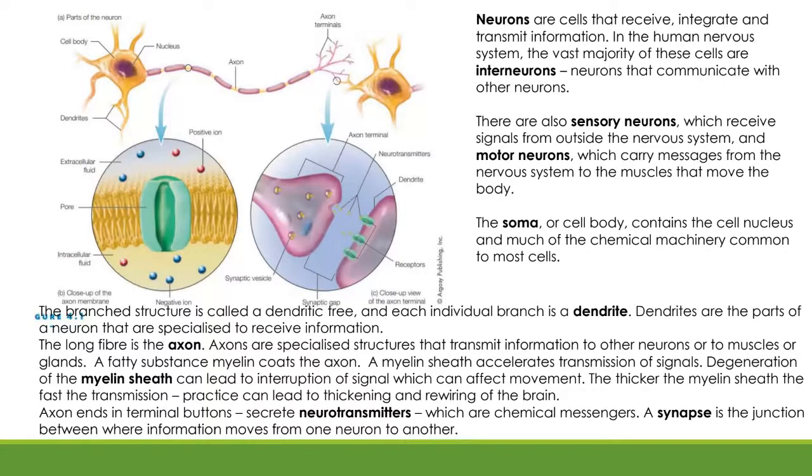So when we work on neural rewiring, when we work on practicing and repetition of things, we build that myelin sheath. It gets thicker, and the thicker the myelin sheath is, the faster the information transmits down that axon.